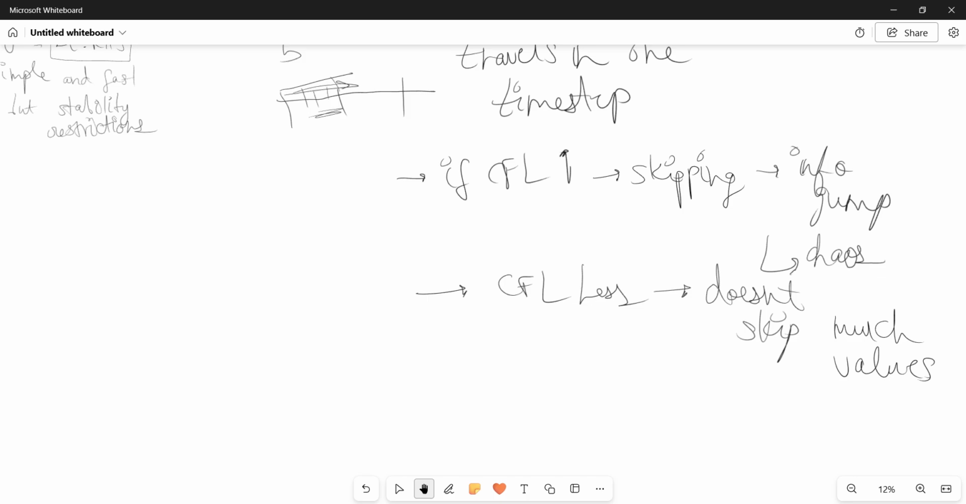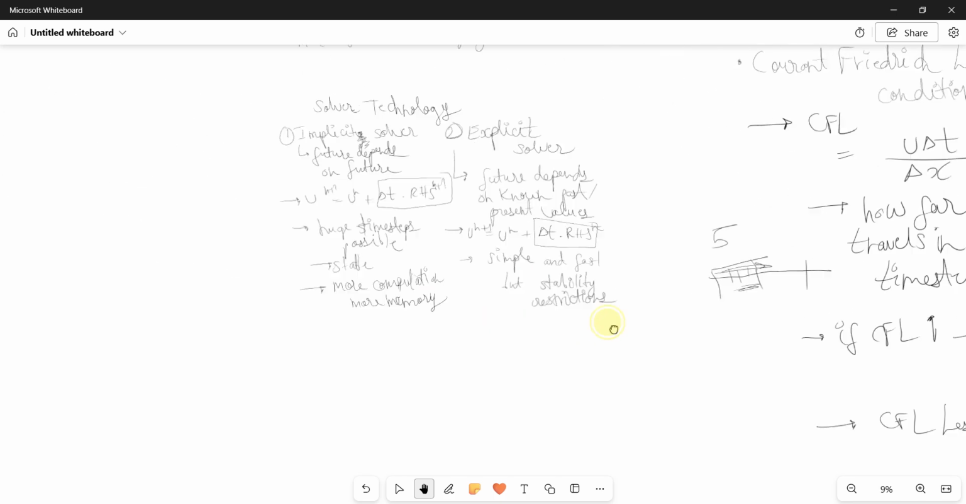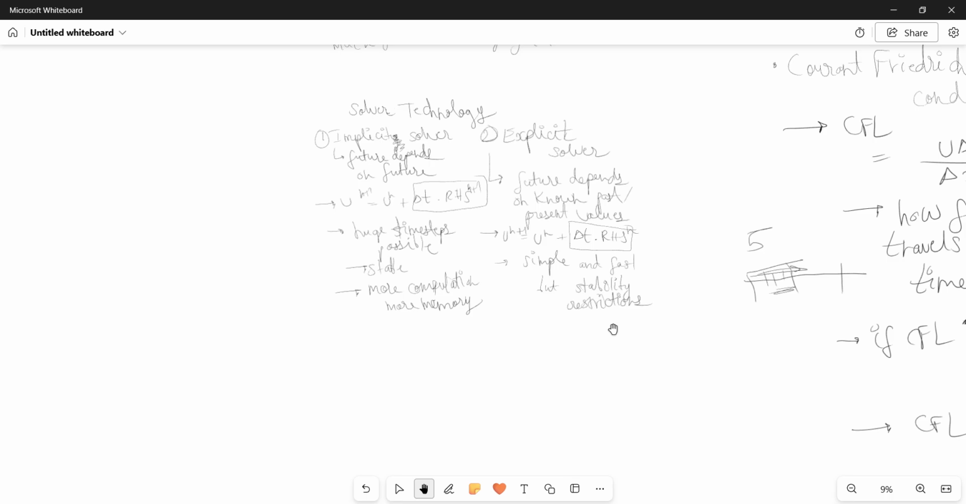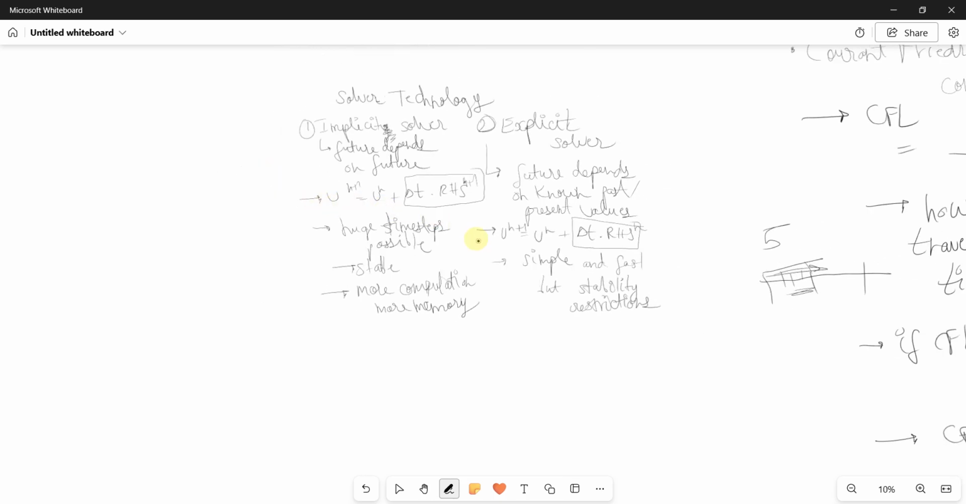So now if we can generally talk about this, can you say which method will have what type of condition for CFL? Well, let's just check on that. If I'm talking about explicit solvers, you don't know the future, right? So you just can't jump.